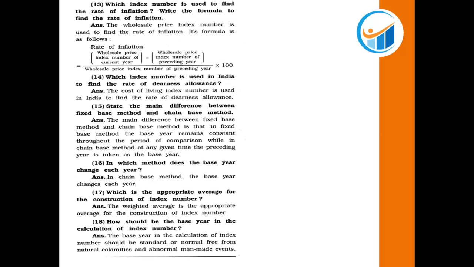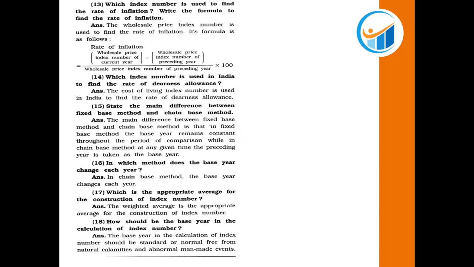Now we move further to question number 13. In today's lecture, when we solved illustration 24, question number 7, I gave this formula in short. Once again the same question is there, and accordingly I will explain it.